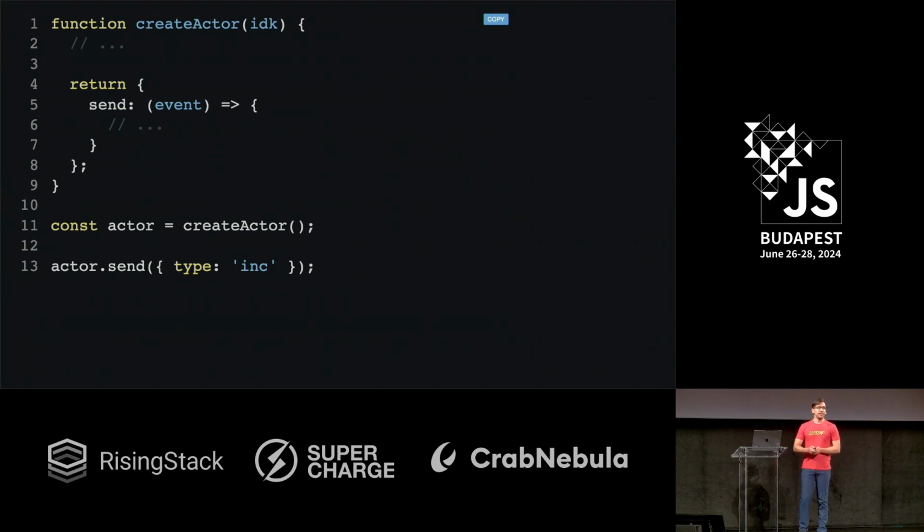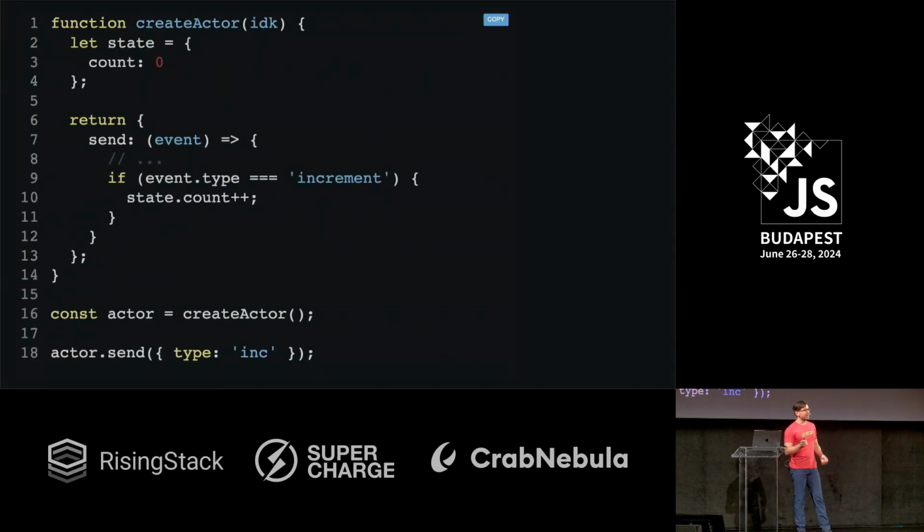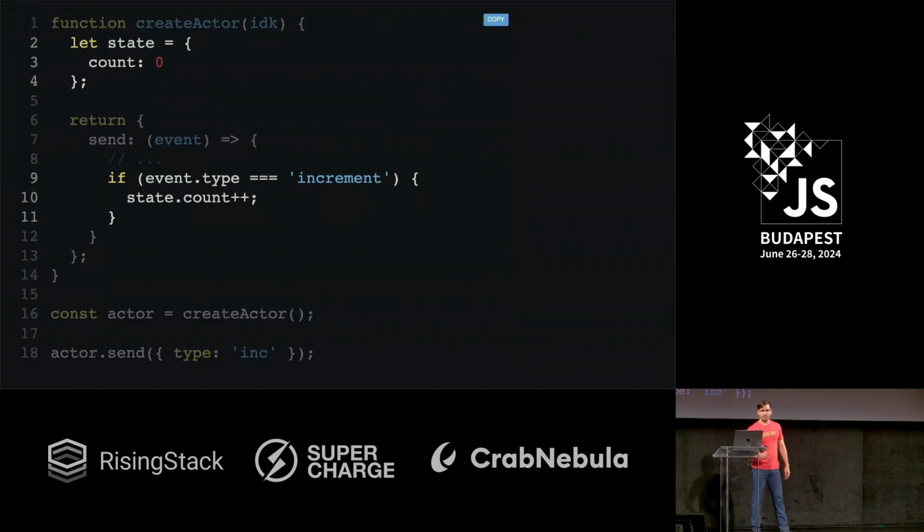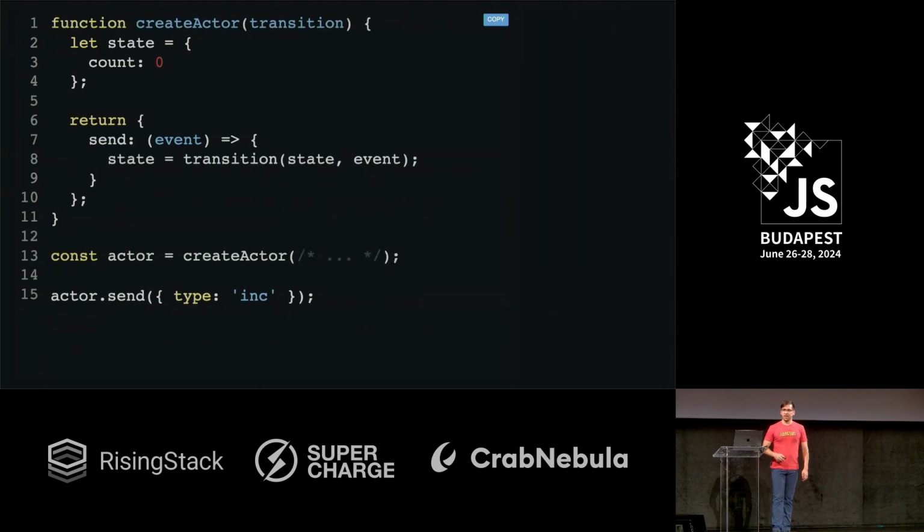All right, so let's create a function that creates an actor. Of course, we need a send method, and so we have that, and we could send in a message. It doesn't really do anything useful yet. Remember, an actor has to have internal state, so we're going to put it in the function closure. Let's just say we're creating an actor that can count. When we send it an event that's increment, we're going to increase the count. And this actually works pretty well.